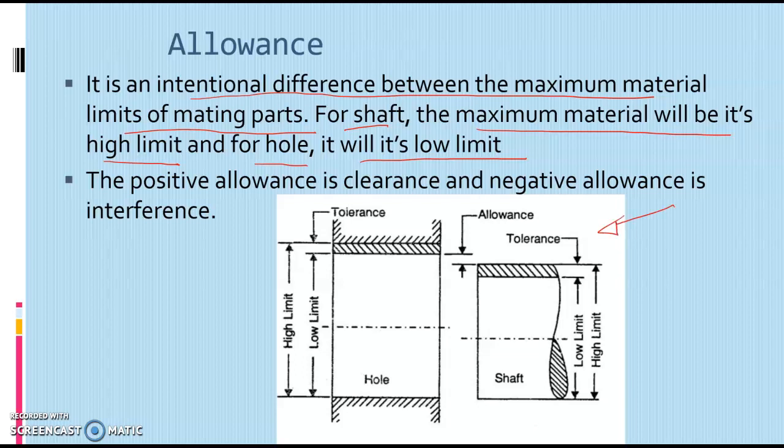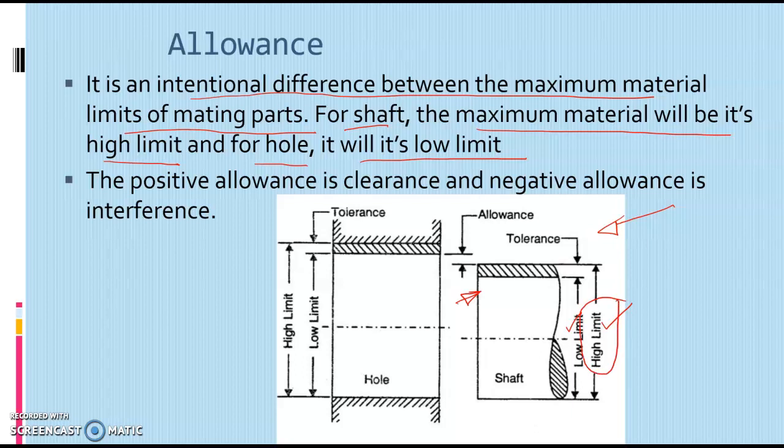Here we will consider the shaft first. For the shaft, the tolerance zone is shown, and the lower limit and the higher limit are shown, that is the maximum limit and minimum limit. On inspecting this picture, we can tell that the maximum material in the shaft corresponds to its high limit or maximum limit size.